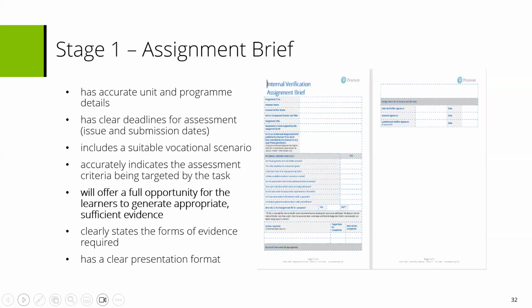If you are internally verifying an internal assessment, you need to check that the assignment brief has accurate unit and program details on it. Is it clear when the learners need to hand in their assessments and when it's going to be handed out to them? Does it include a suitable vocational scenario? Does it accurately indicate the criteria that will be targeted by the task? Will it offer a full opportunity for the learners to generate sufficient evidence? Does it clearly state what that evidence is? And is it really clearly laid out and easily understandable by your learners?